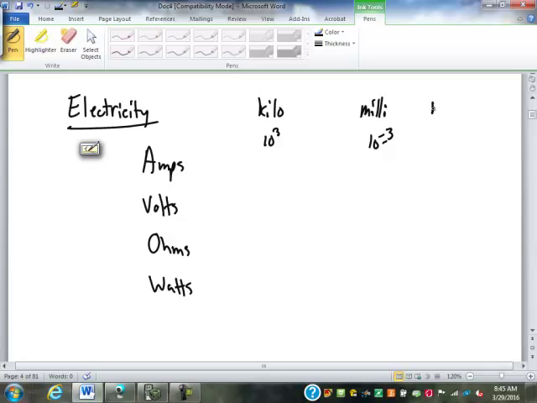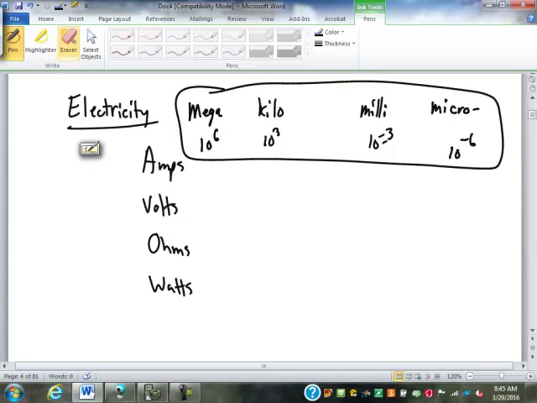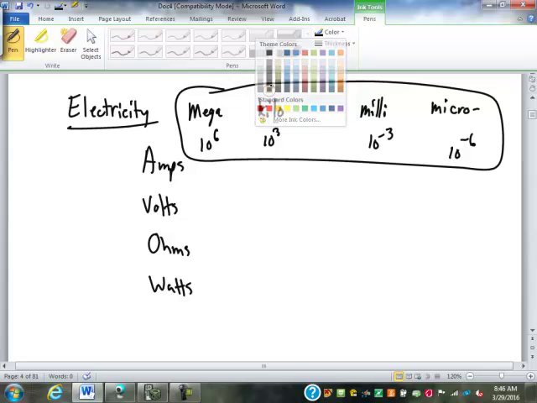You've got micro, 10 to the negative 6. You don't usually get down to nanoamps or nano. You will occasionally get like mega ohms. A mega is 10 to the positive 6, or a million. Now the reason I'm listing them out like this right now instead of doing the chart is because I want to look at doing some calculations with the electrical units. We did this a little bit before when we did scientific notation.